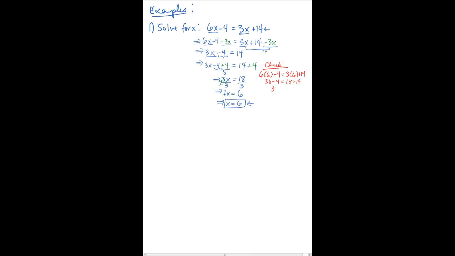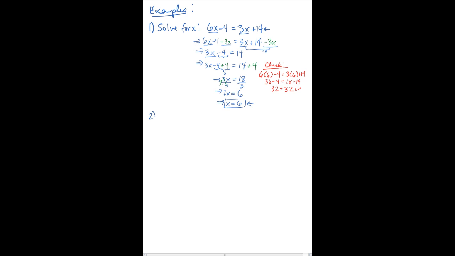36 minus 4 is 32. 18 plus 14 is 32. I get the statement 32 equals 32. That's definitely correct, so I know that my work is correct. 6 is indeed in the solution set for the original equation.